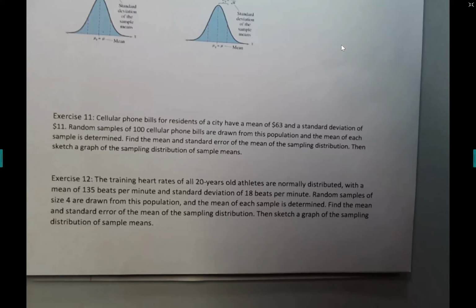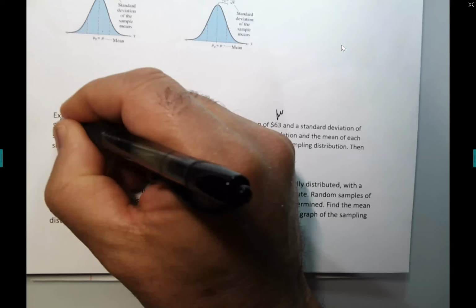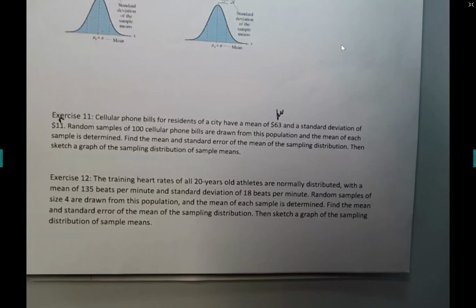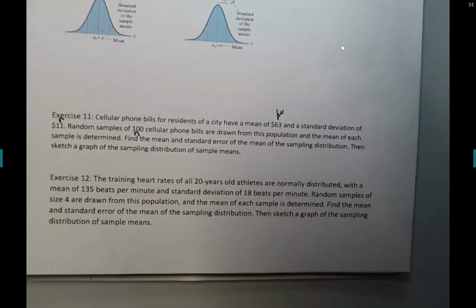Cellular phone bills for residents of a city have a mean of 63 and a standard deviation of 11. Random samples of 100 cellular phone bills are drawn from this population. So the size of the sample, guys, is 100 here. That's n. And the mean of each sample is determined. Find the mean and the standard error of the mean of the sampling distribution.